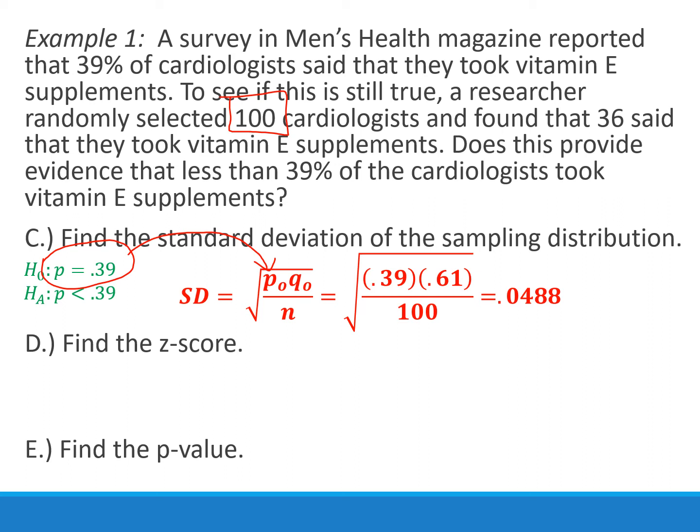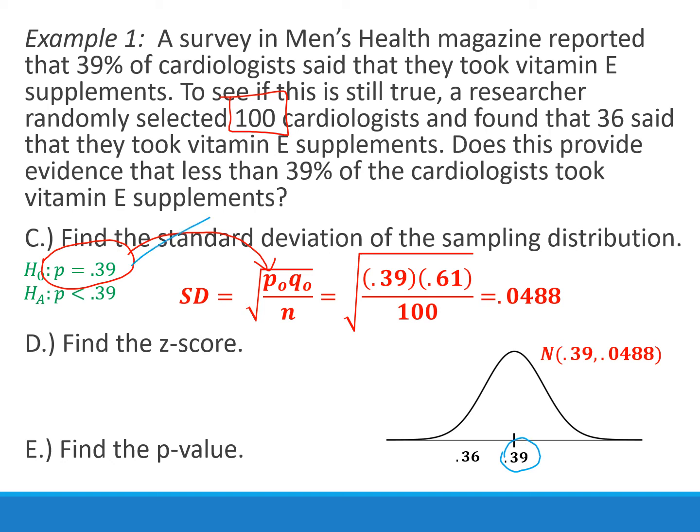Okay, next up, find the z-score. So here's our normal curve. Okay, we're assuming that this 39% is true. We always assume that this null hypothesis is actually correct until we find enough evidence to convince us otherwise. Would it be unusual to get 36%? 36 out of 100 is where that 36% comes from. Is it unusual to see that amount or less? We're going to go out to the end of the curve based on this standard deviation.